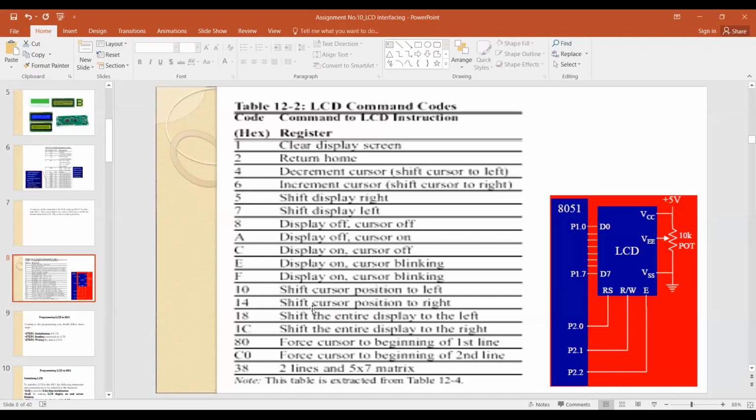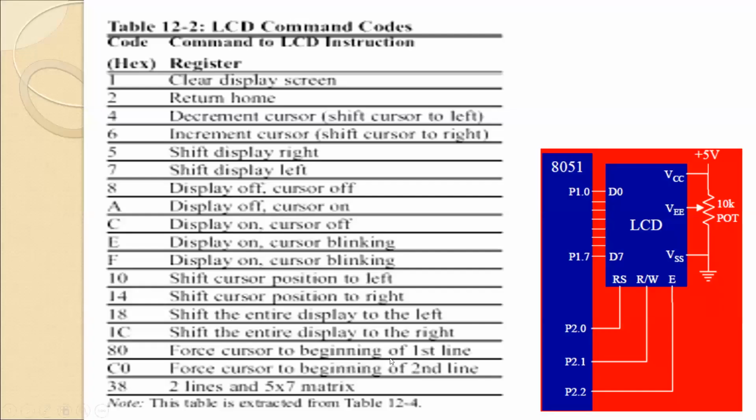Now, which value do we send? 38. Now, you can see this 38 value. See here, 38 is nothing but two lines and a 5 by 7 matrix. Now, here it is given as 5 by 7 matrix. Why? What do you mean by 5 by 7? I said we are using a 16 by 2 LCD panel, so what do you mean by 5 by 7?